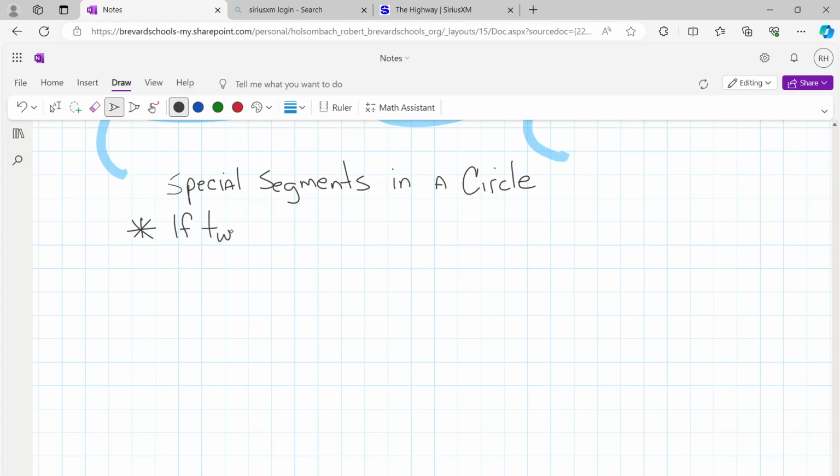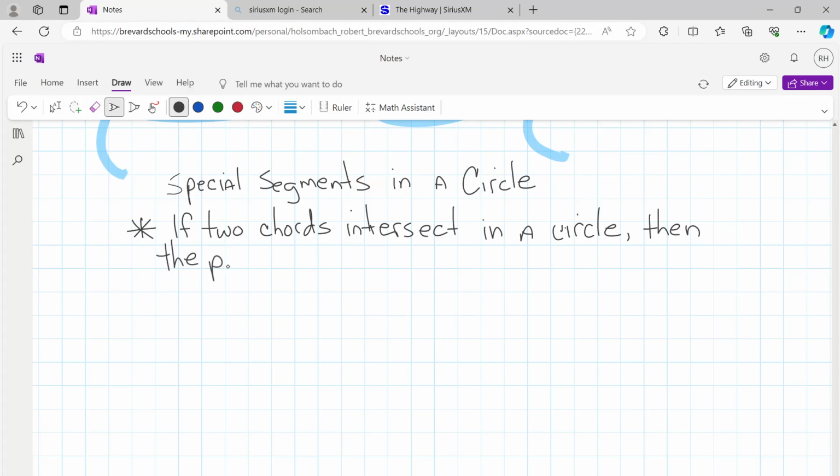If two chords intersect in a circle, then the products of the chord segments are equal.